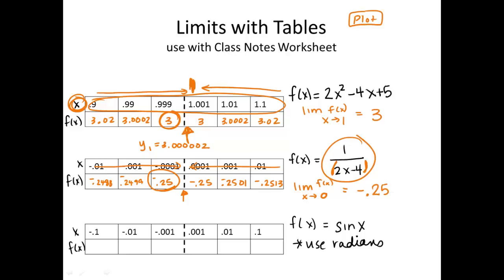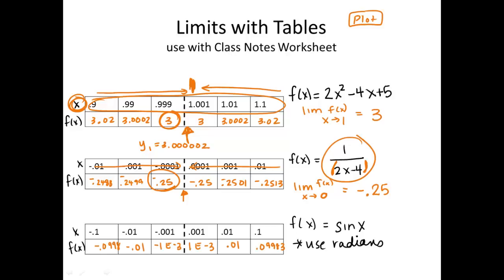Alright, for my next one, I want to go back and change my mode to radians. So just click on mode and go down to radians, and then you can go back to y equals, clear out what you've got in there, and enter this in your x column, and then complete your y column.